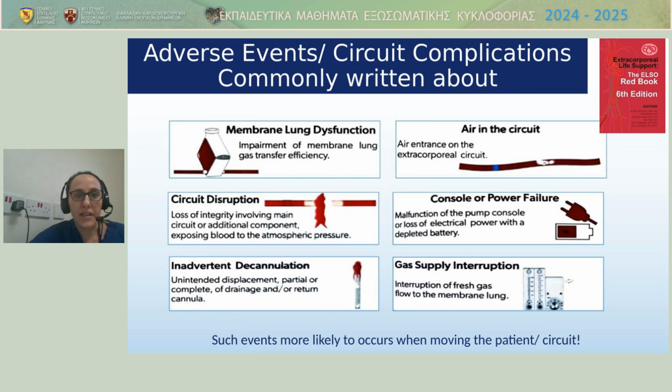There is plenty of literature out there about adverse events and complications. If you look in the big ELSO Red Book, the main complications that are commonly written about are membrane lung dysfunction, air in the circuit, circuit disruption, console or power failure, inadvertent decannulation, and gas supply interruption. Basically, as ECMO practitioners, we're expected to be able to identify and deal with these scenarios proficiently.